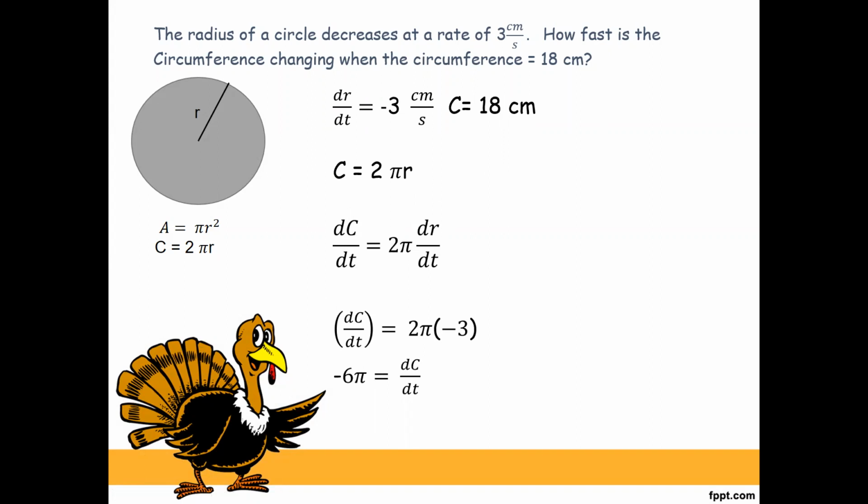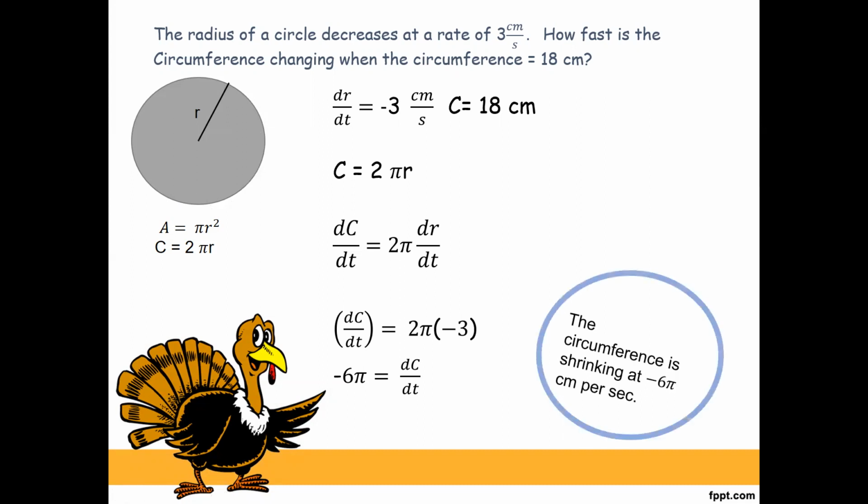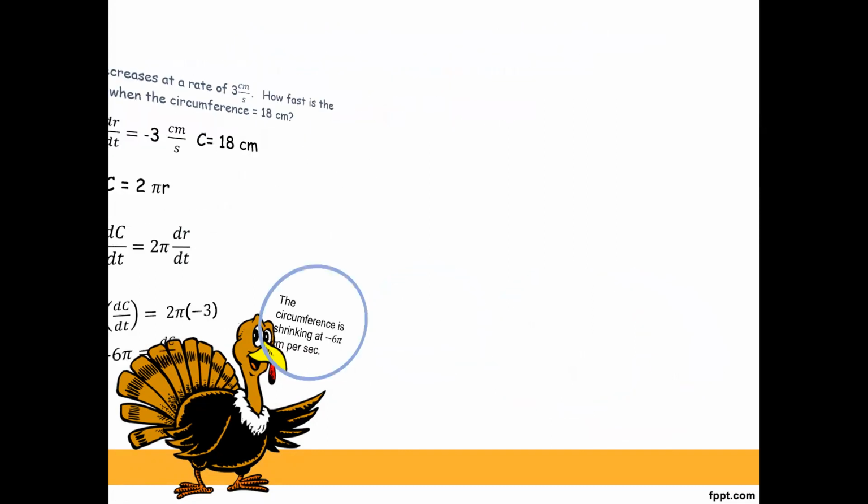So it doesn't really matter what the circumference is. It's always shrinking at a rate of negative 6 pi centimeters per second. Now, circumference is the distance around, so it's a distance. It's one dimension. So the circumference is shrinking at negative 6 pi centimeters per second. Boom. Let's go on to another one.